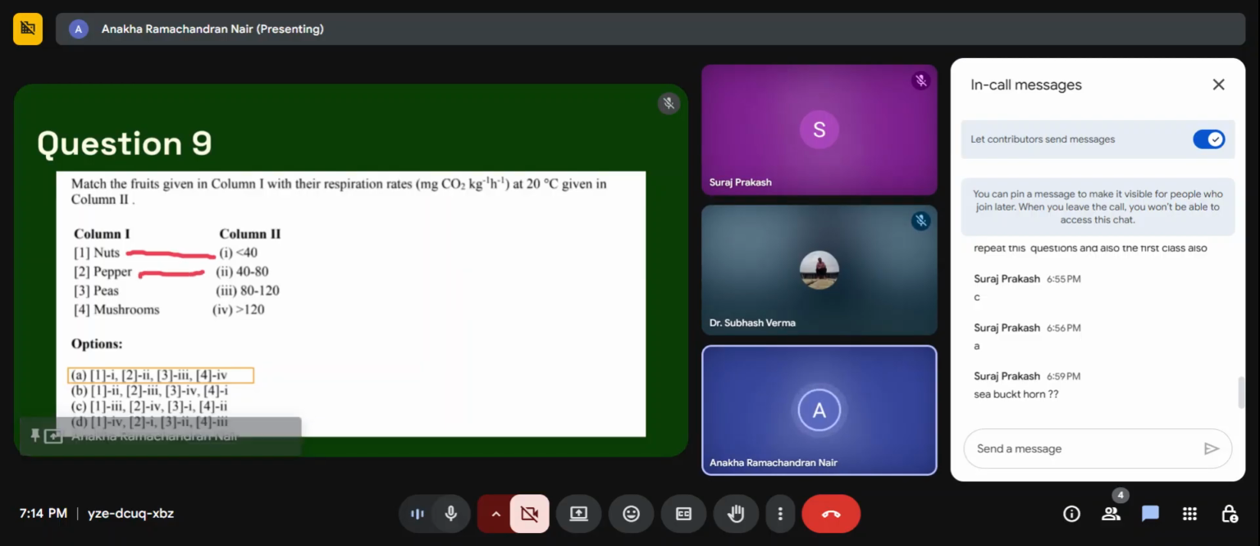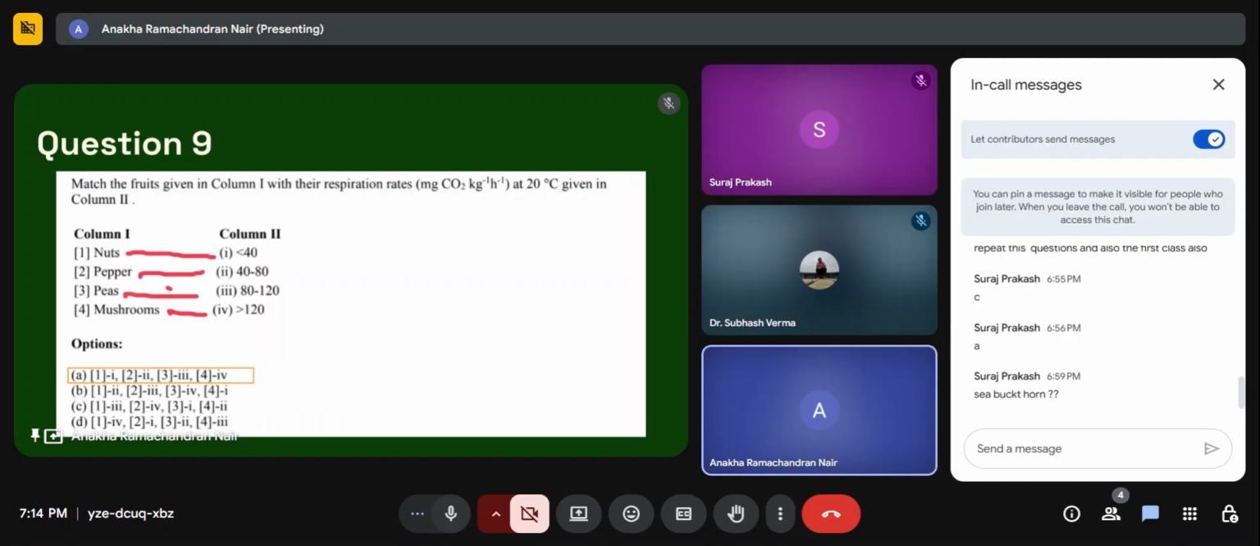Pepper, they have a low volume of water in them, right? And a lower respiratory rate, but higher than nuts. So they have an intermediate shelf life. Peas have a high respiratory rate, so they don't have a good shelf life. That is why you either get fresh peas or you get frozen peas, right? And mushrooms have a very, very high respiratory rate and a very short shelf life.